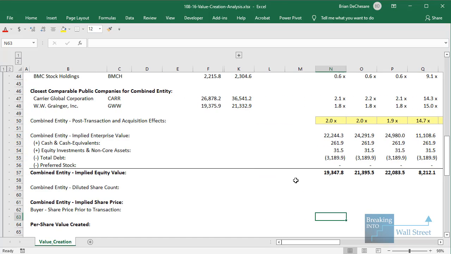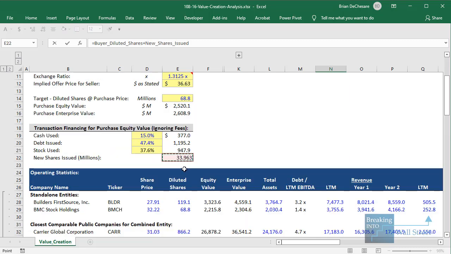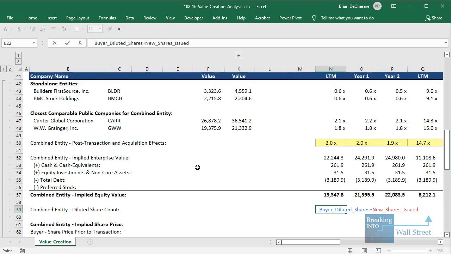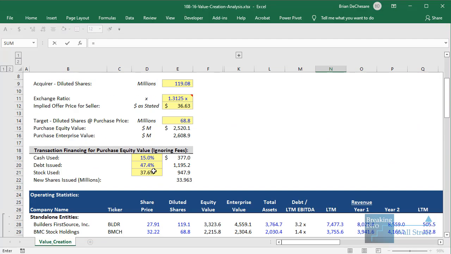So these are our implied equity values. Now for the combined diluted share count, we want to take the buyer's diluted share count up here, and then we need to add the new shares that were issued to do this deal. So let's take both those. And then to get to the implied share price, we just take our implied equity value and divide by this diluted share count.